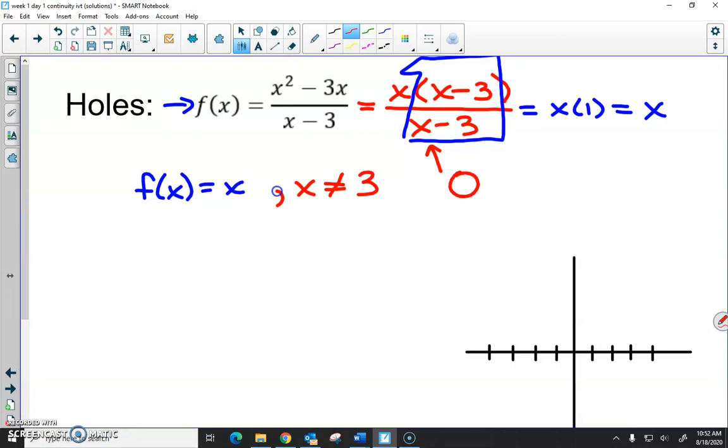Okay, so that whole denominator there will result in 0 if x is 3. So it's undefined right there. Okay, but it's not undefined because of an asymptote, it's undefined because of a hole.